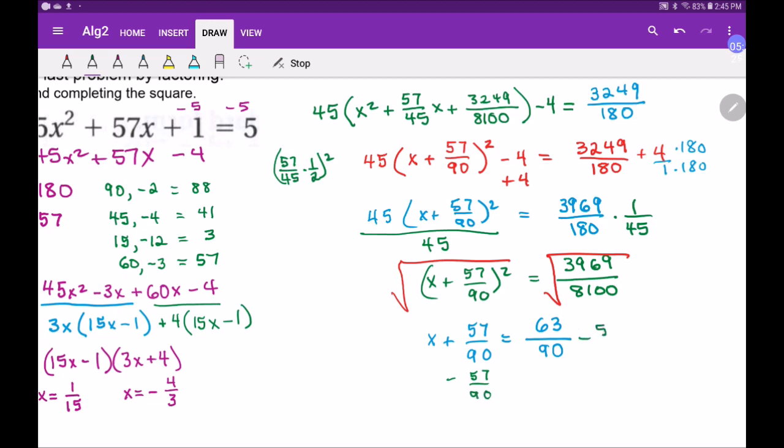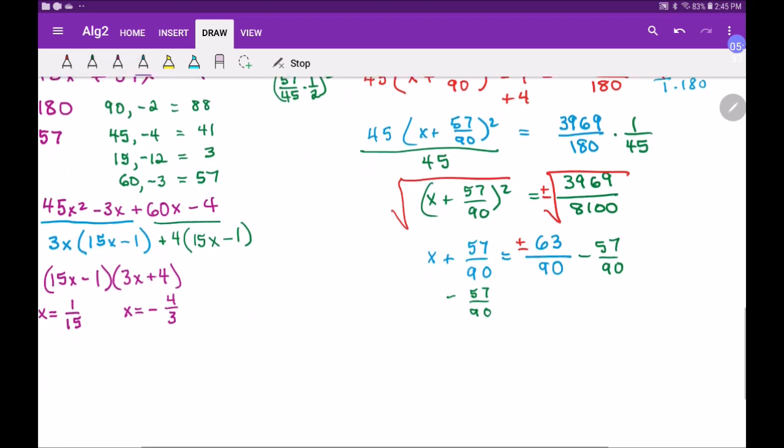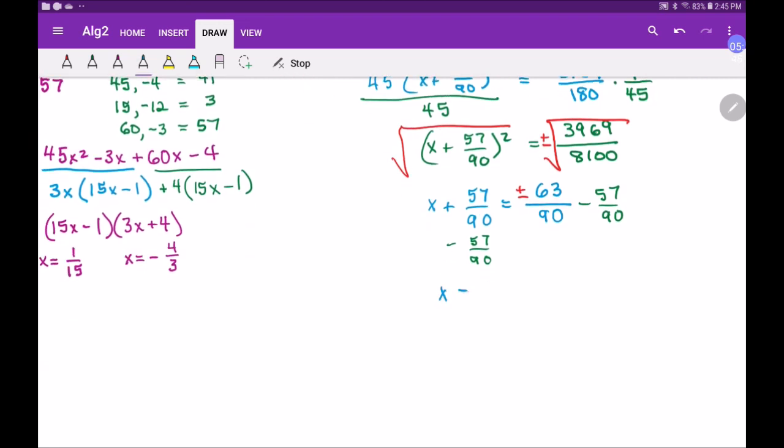I'm subtracting 57 out of 90 from both sides. Oh, wait, this is plus or minus, right? Plus or minus when I take the square root. Don't forget that, I did. So let's see here. We'll say x is equal to, I ought to write that negative 57 first, huh? Negative 57 over 90 plus or minus, I was going to say the square root, but it's gone, 63 over 90.